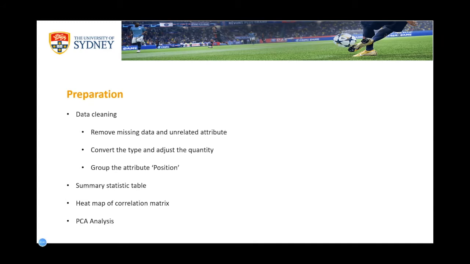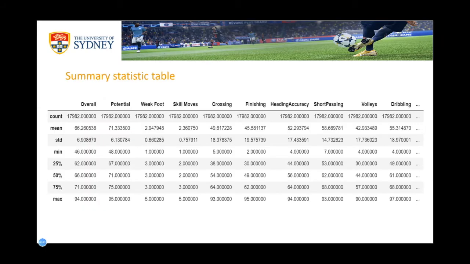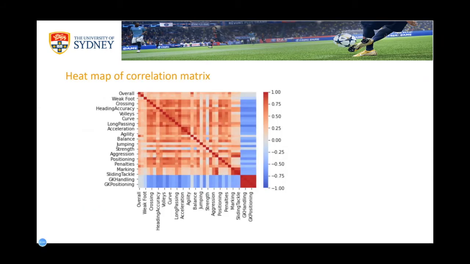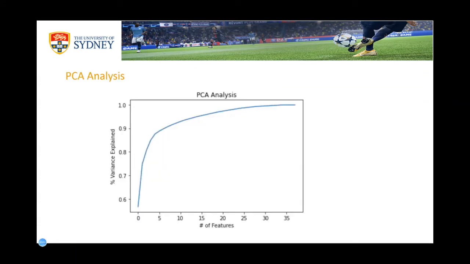We also need to have a general understanding of our attributes, so we did summary statistic tables. And we also did a correlation matrix. For this matrix, we can easily find the goalkeeper skills are very related to each other, which makes it easier for us to find out the goalkeeper later. We also did a PCA analysis, which will help us to choose the number of features if we don't have enough time to train the data. So the number will be 4 if you want to choose fewer features.